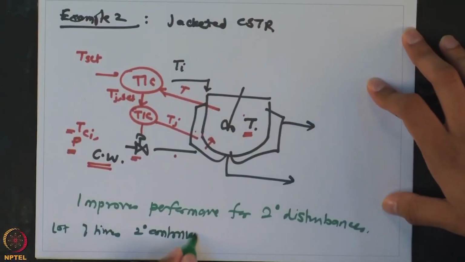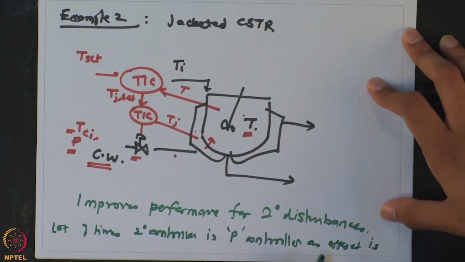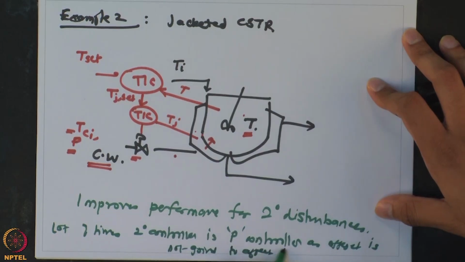A lot of times what you would see is that the secondary control loop is typically taken as a P controller, so that it has a faster response, and even if there is offset, that is not your main control objective. As long as your final controlled objective, which is the primary control objective, is maintained without any offset, we are okay with the operation. So, a lot of times the secondary controller is a P controller or proportional controller, as offset is not going to affect the performance significantly.